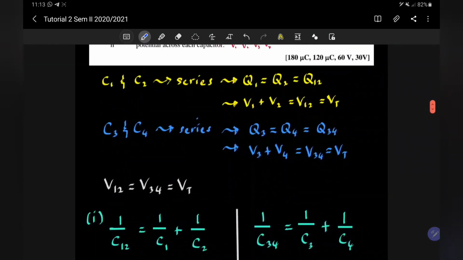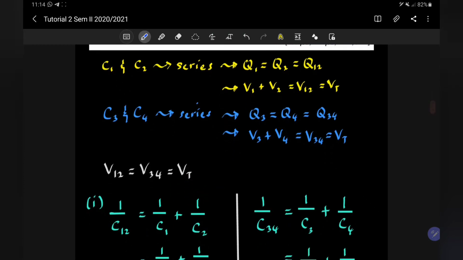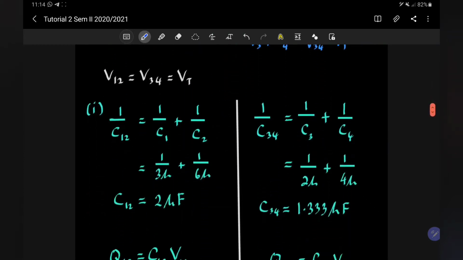Still the same for 3 and 4, which are arranged in series. Again, Q is the same. Q3 and Q4 equal each other, which equals Q34, and V across 3 plus V across 4 gives you V34, which is equal to V total or V supply. So V12 and V34 equal V total, which is V supply. Alright, so let's calculate the answer.